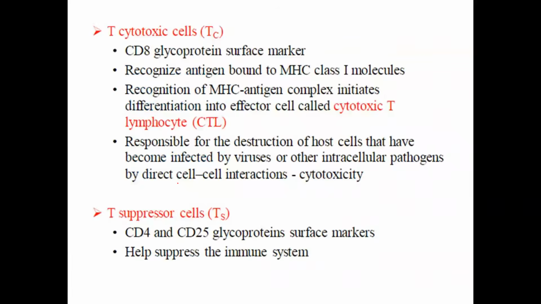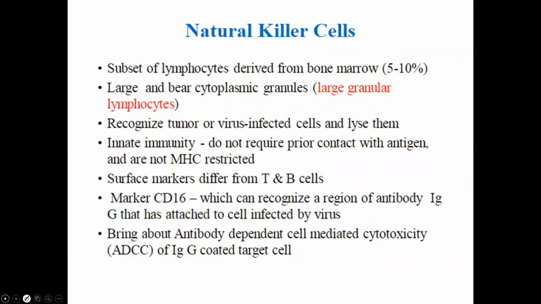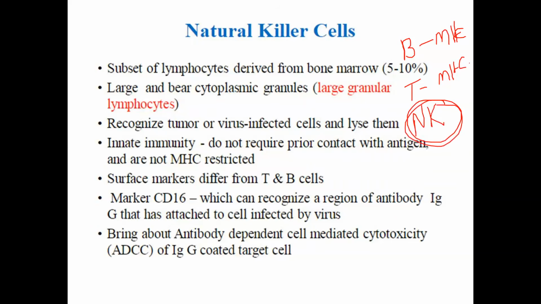So friends, what is the most interesting point every student has to remember? Listen everyone. B lymphocyte compulsorily requires MHC. T lymphocyte compulsorily requires MHC. So the question which is asked in the exam many times is: which of the following lymphocytes does not require MHC? This is the question asked in the exam, and the answer is the natural killer cell.